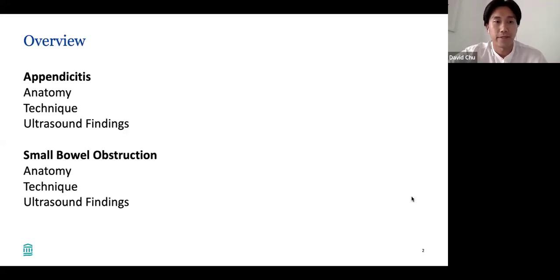This will be our overview today. We're going to start off by talking about appendicitis. We're going to go over a little bit about anatomy, and then we'll be focusing most of the talk on the actual ultrasound technique and ultrasound findings. And we're going to do the same thing with small bowel obstruction.